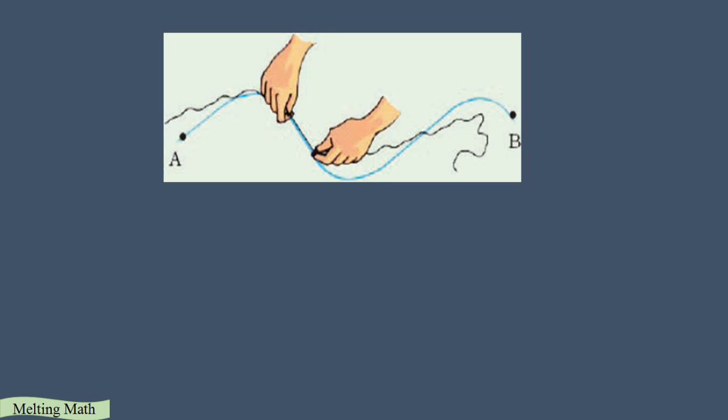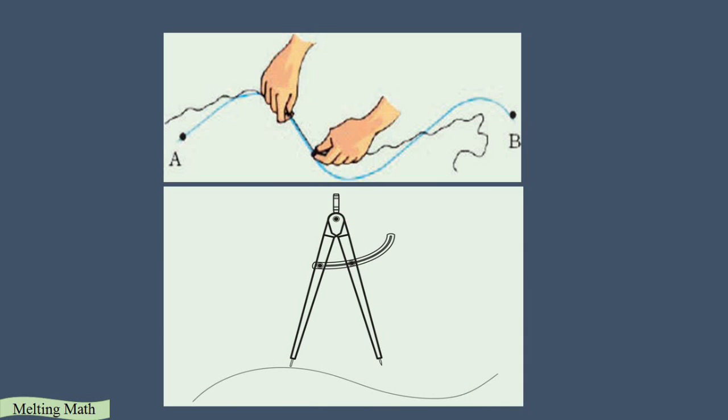Next method is the divider method. Here, first set the divider to 1 centimeter, then place it on the curved line and move it in 1 centimeter steps. By moving it in 1 centimeter steps, we can find out the length of that curved line, the centimeters of that whole curved line.